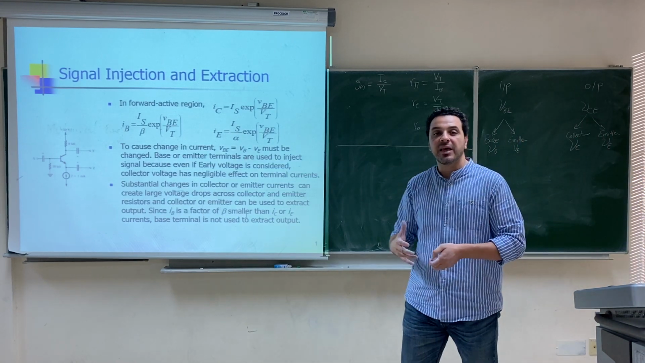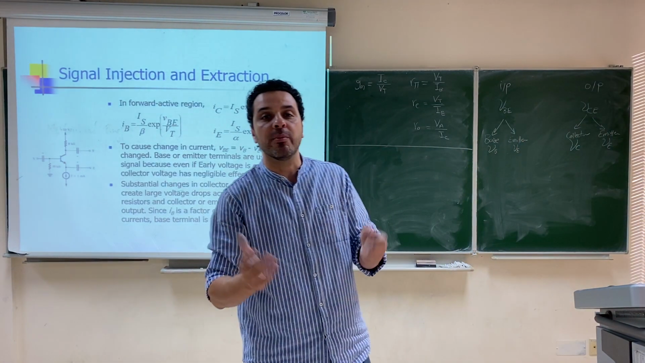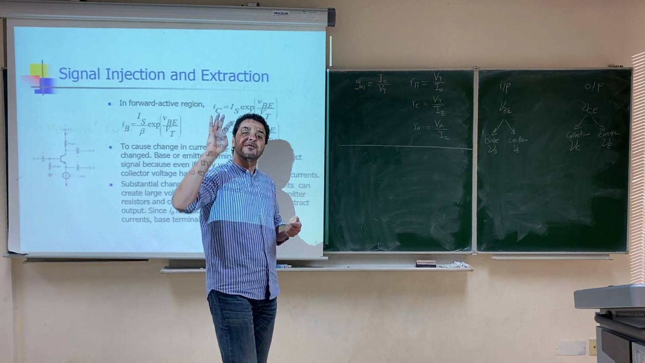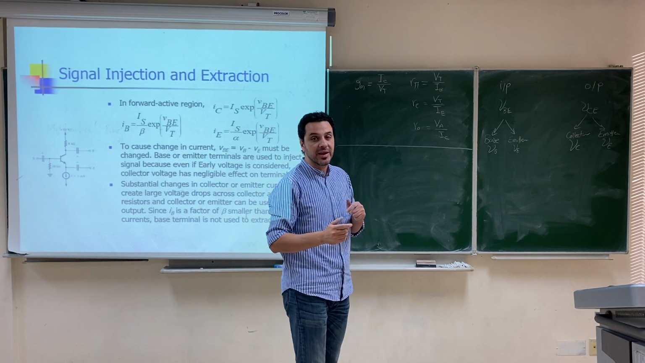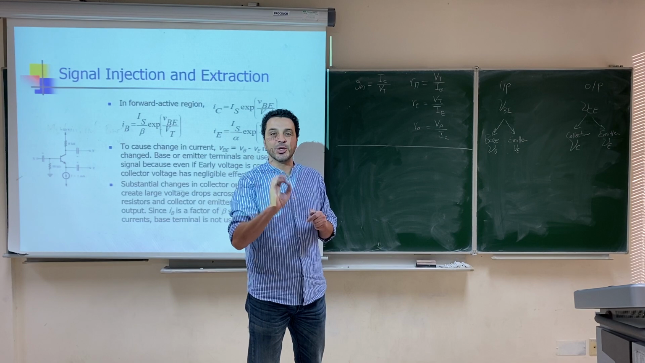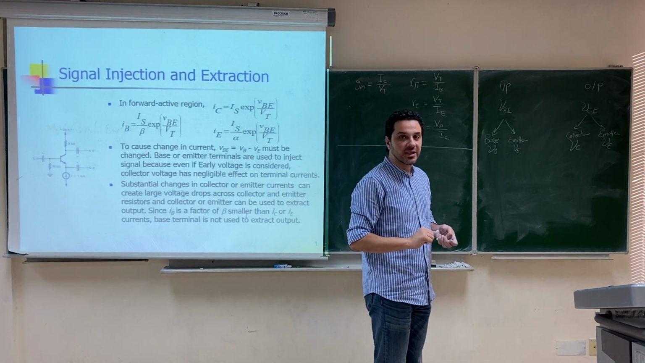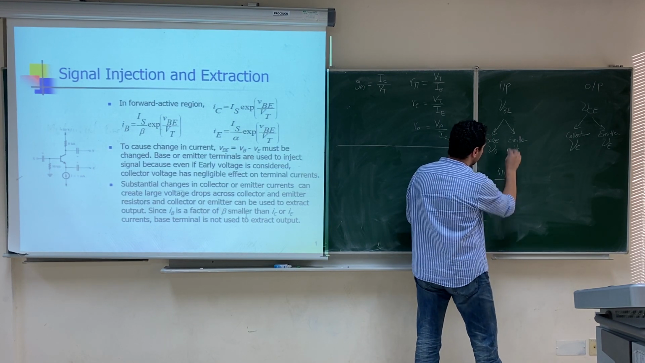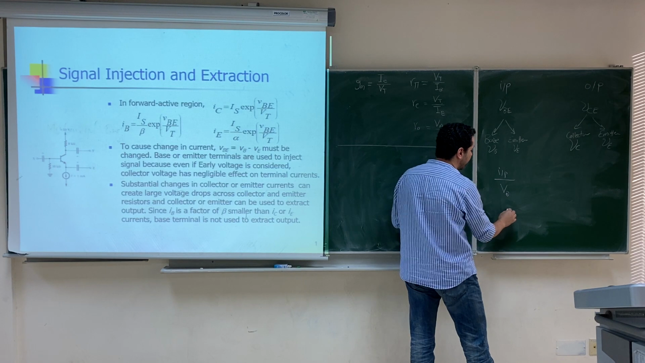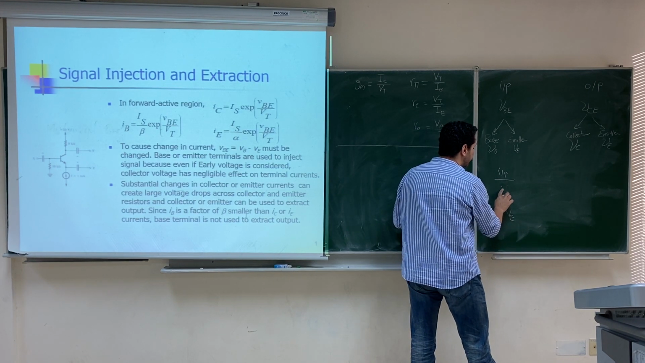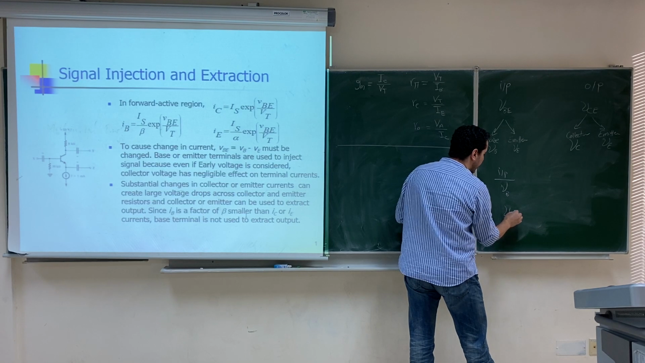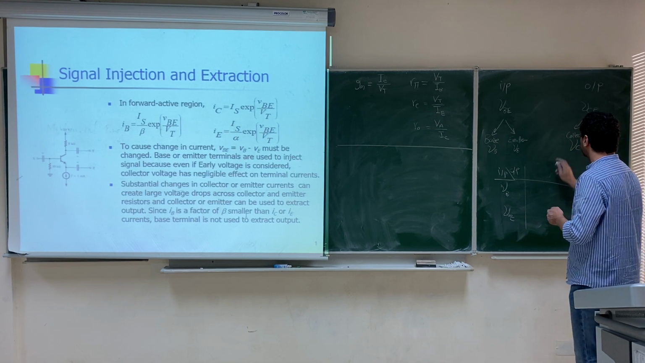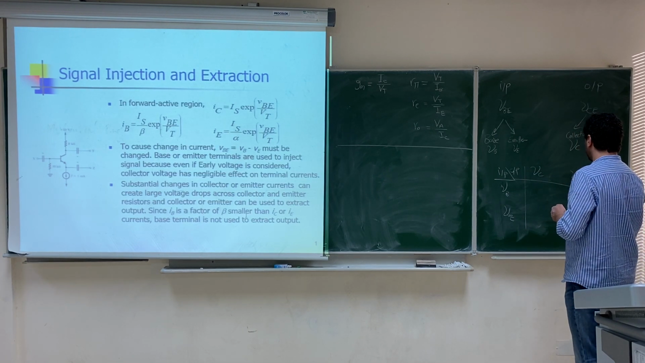How many different options total? How many combinations can we get? Think about it. I hear some of you saying 4, because we have 2 for the input, 2 for the output. But I'm telling you, this is not accurate. We have only 3 options here. Why? Because the input has 2 options: either you connect your input at the base or the emitter. And the output also has 2 options: either you take the output from the collector or you take it from the emitter.